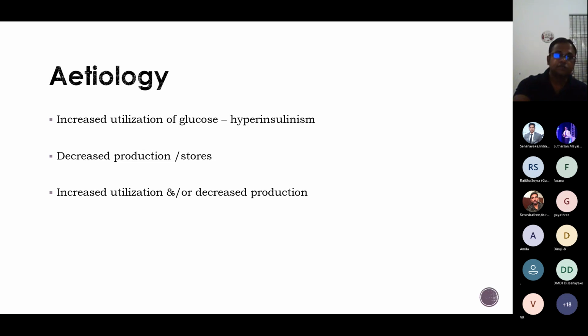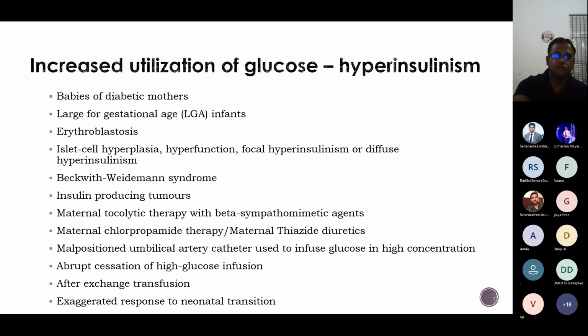So first we'll discuss increased utilization of glucose. Increased utilization of glucose or hyperinsulinism is seen in babies of diabetic mothers and large for gestational age babies and erythroblastosis, and the problem is in the pancreas, like islet cell hyperplasia, hyperfunction, and so on. And also there can be insulin producing tumors. And I hope you have heard about Beckwith-Wiedemann syndrome, where there are macrosomic babies who have very difficult to control hypoglycemic episodes.